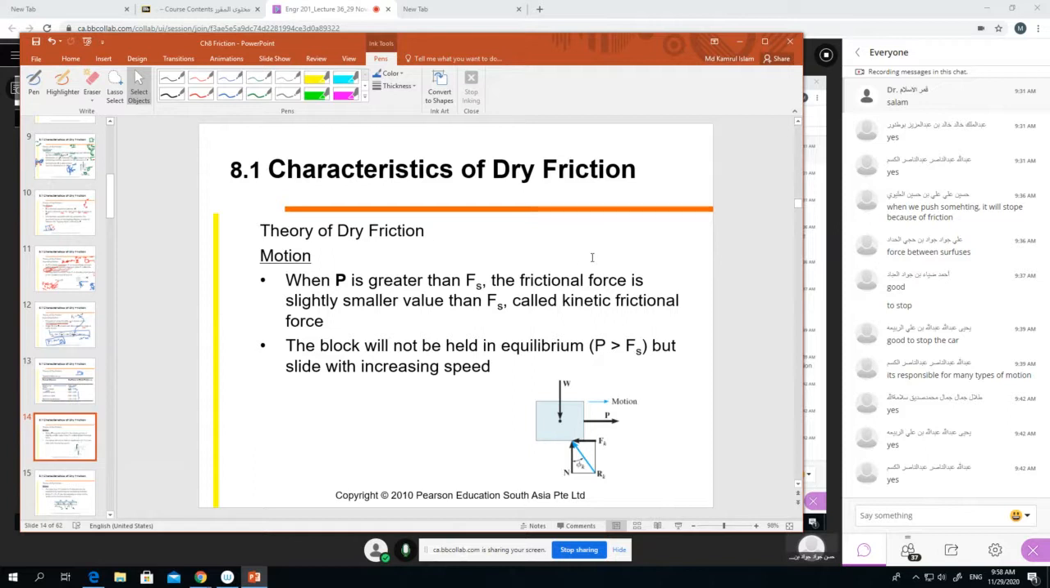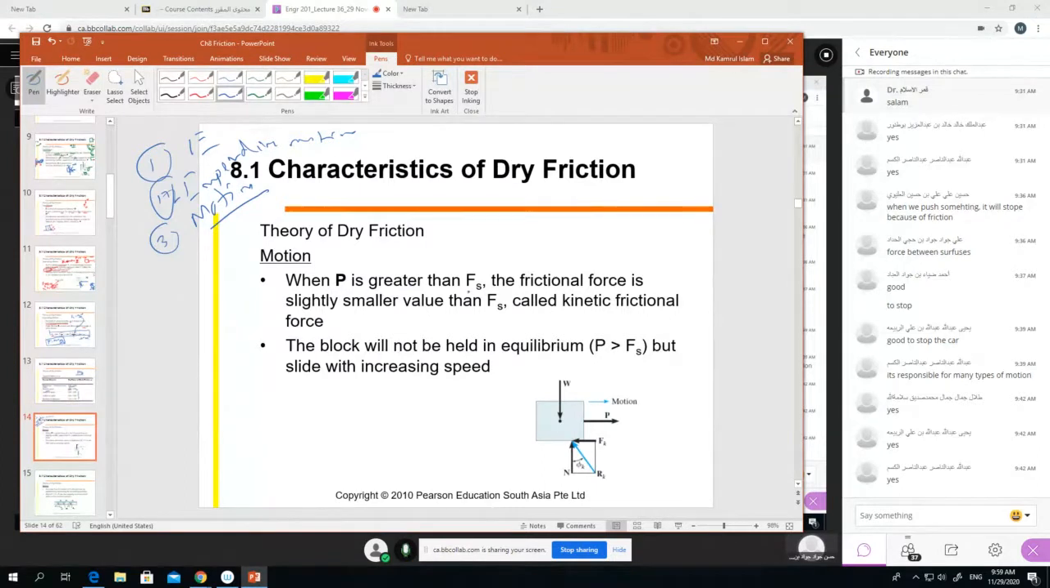Then, as I told you, there are three situations for motion. First is equilibrium. Two is when it just starts to move, which is called impending motion. And three, 2 and 3 together are called motion.